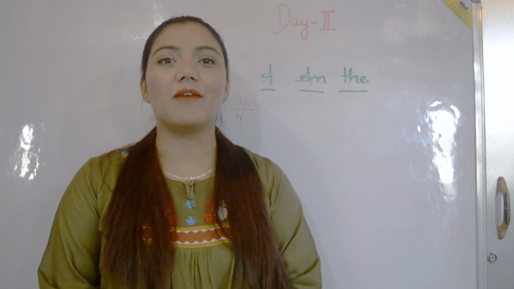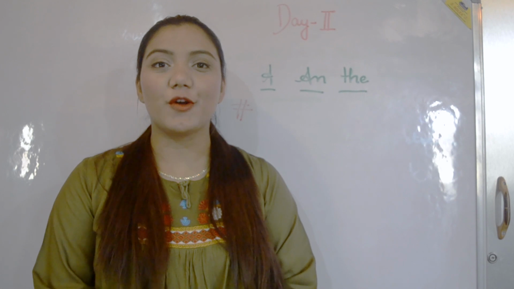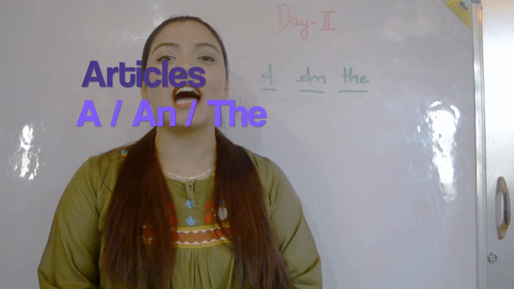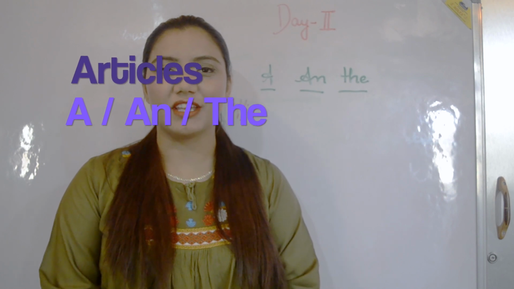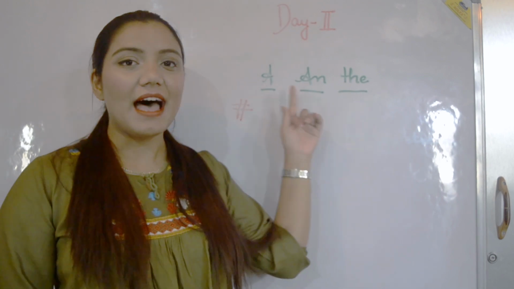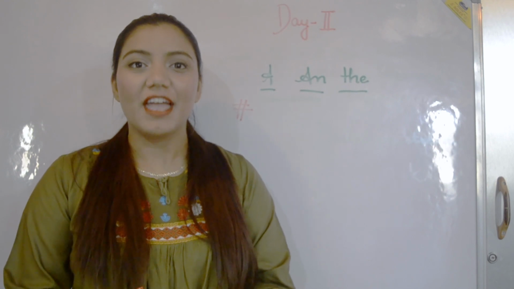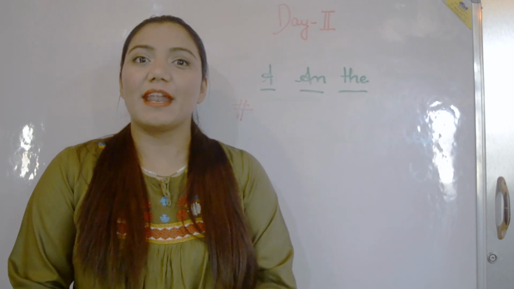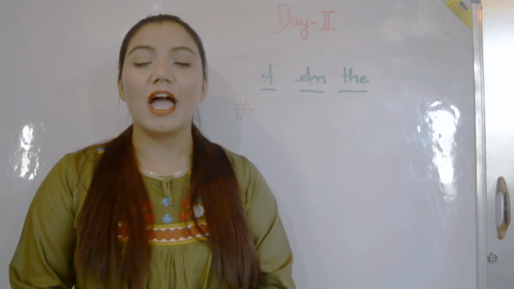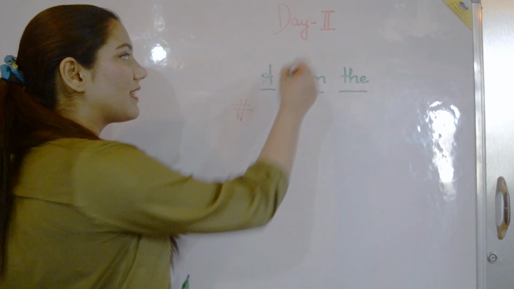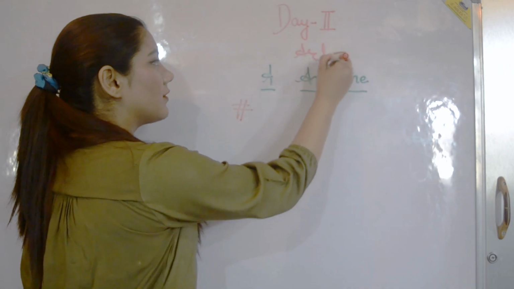Last time we covered vowels and consonants, and today we are going to learn about articles of the English language. A, an and the are called articles. Today we'll learn how and when to use them. Rule number 1 is that articles, let me write that down for you.